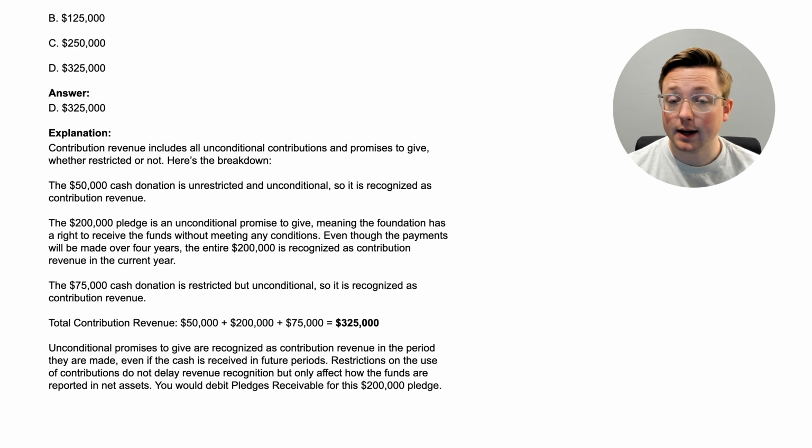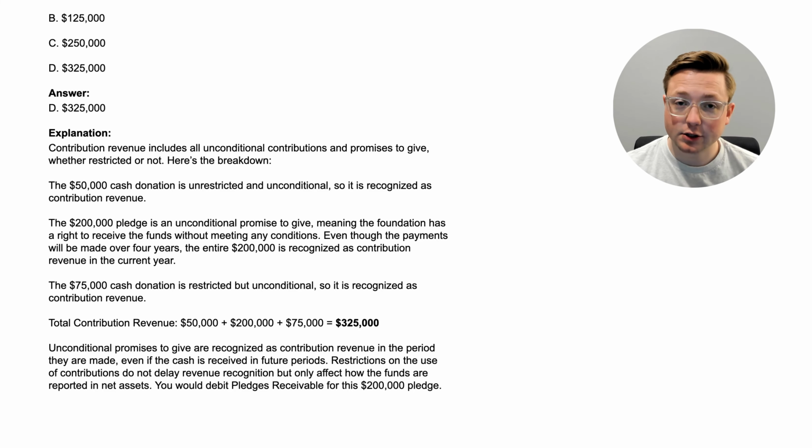If you are given an unconditional pledge, meaning they are saying, hey, we're going to give you money, there's no condition for us giving it to you, we're just going to give it to you. You haven't received the money from them yet, but there is a pledge that they're going to give you the money. You can recognize that as revenue. And no matter when you're actually going to receive the money, you recognize the money as revenue in the year that you receive that unconditional pledge.